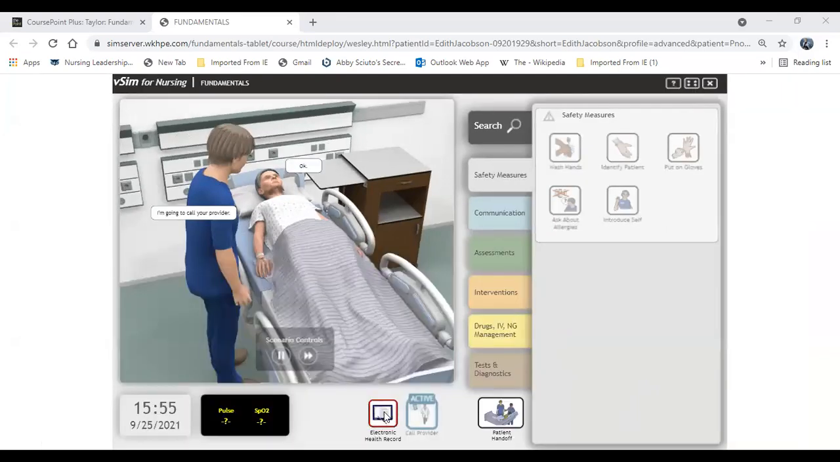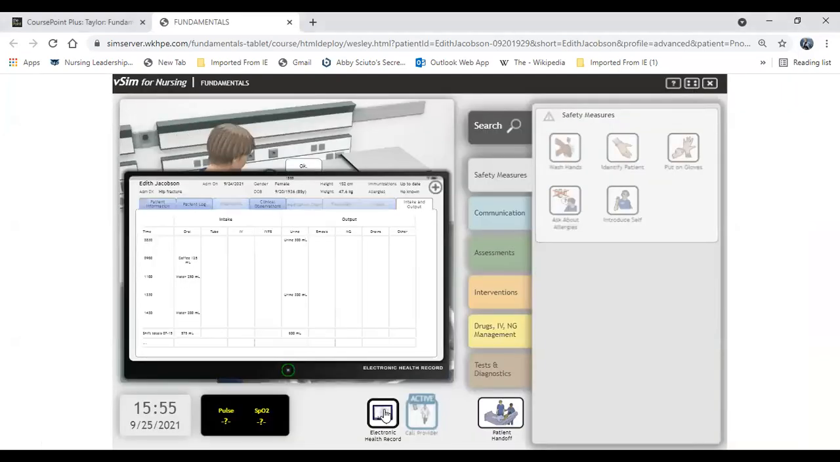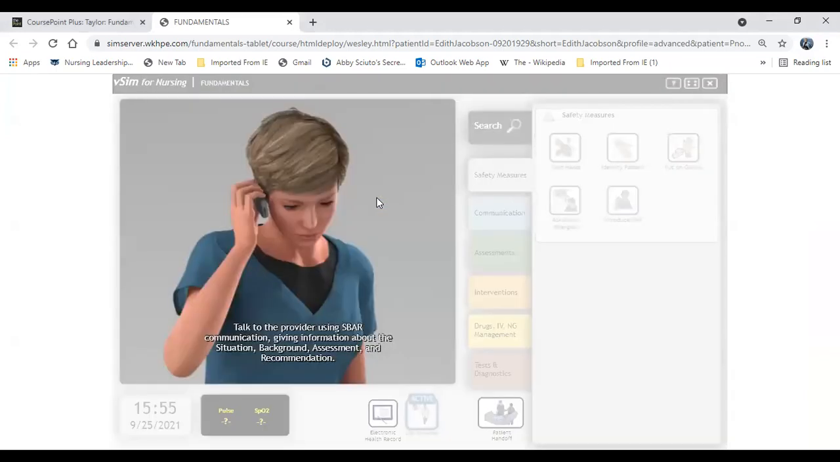All right, let me see if it's going to let me go back into the patient's chart. There we go. Except that it's doing all types of crazy stuff.